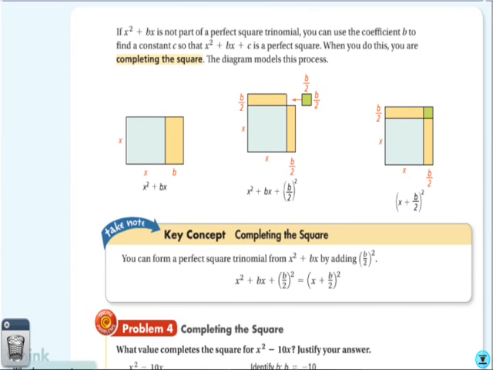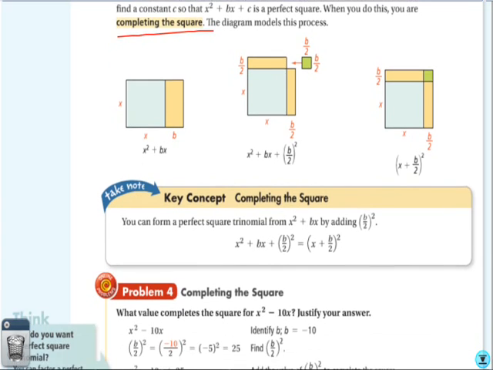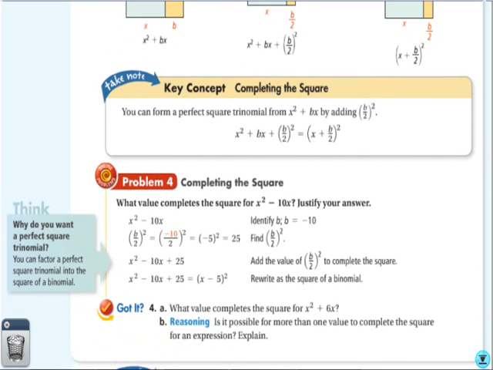So that last problem, we're going to use that same idea to do this skill called completing the square. For example, x squared plus bx is not part of a perfect square trinomial, but we can use the coefficient b to find c so that it is a perfect square. When we do this, we are doing the skill known as completing the square. The diagram shows the model. I'll talk about that in class. I would rather focus on what it actually looks like.